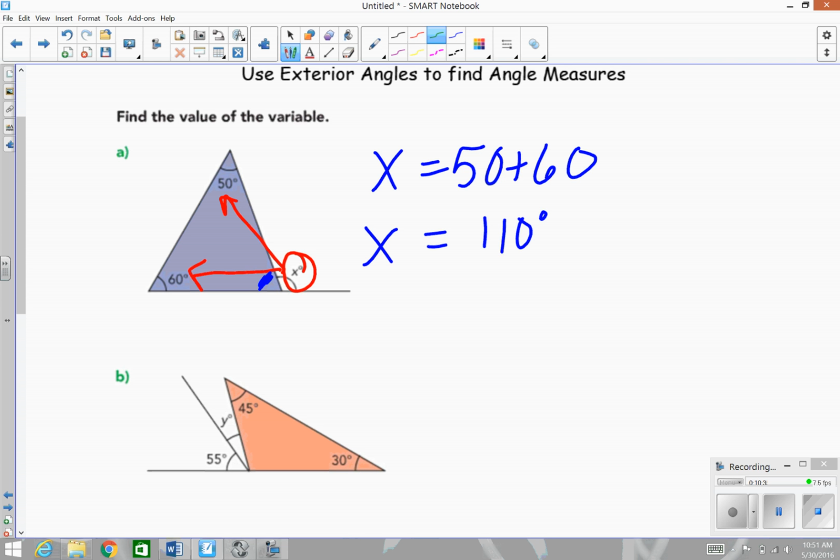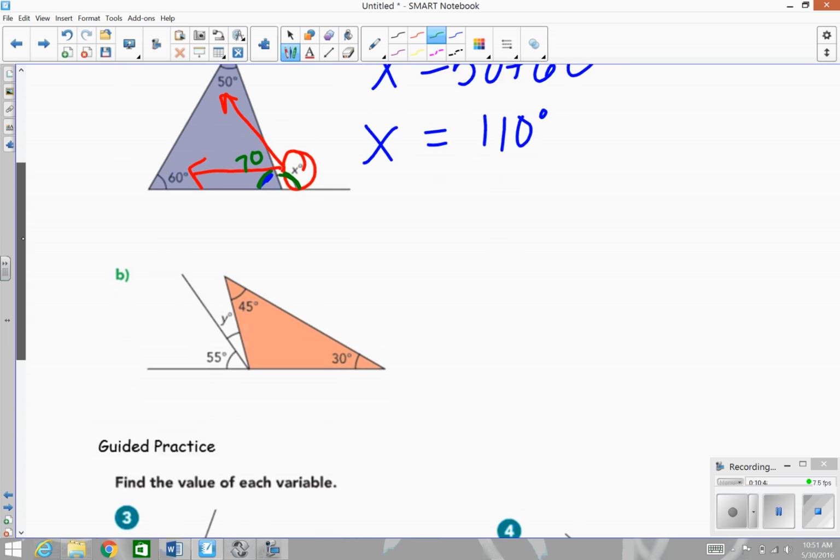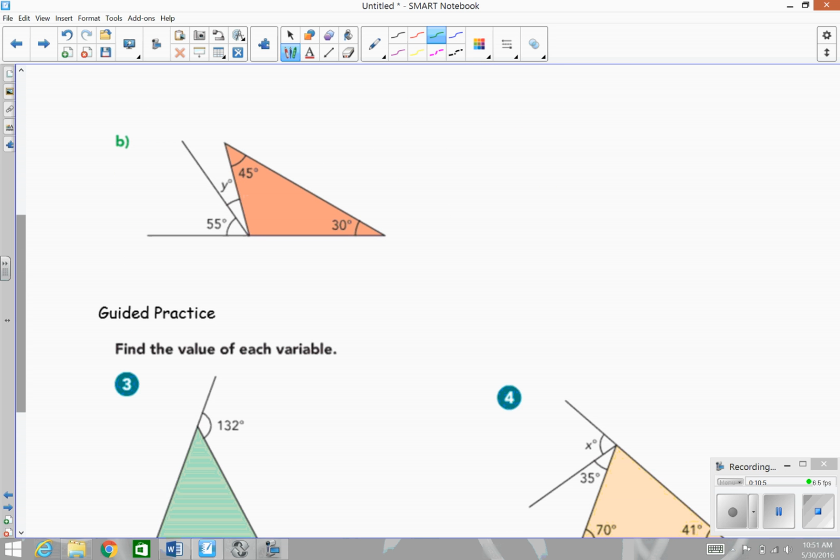If you didn't like doing that, you could have solved for this angle. You would have found that it was 70 degrees, and then 70 plus what adds up to 180. So you do have options. That's what's cool about these, they're kind of like a puzzle. Let's look at this one.